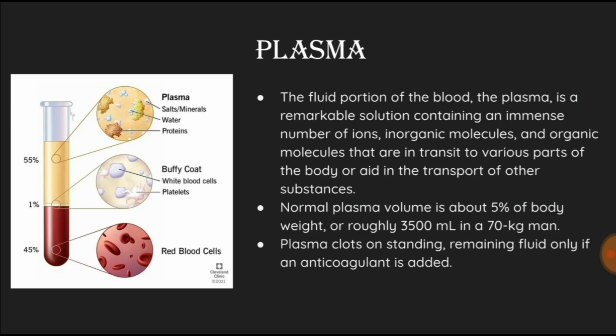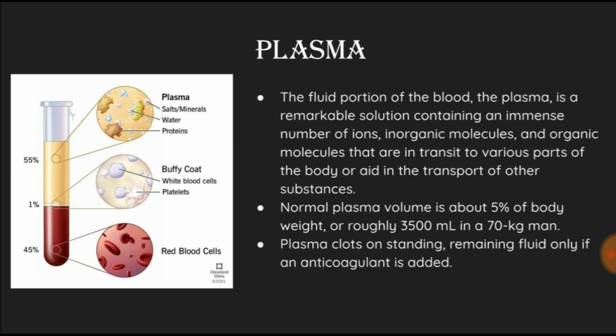So what does this plasma do? What is the percentage of plasma inside a human body? It is around 5% of body weight, and roughly 3500 ml of plasma volume is present in a 70 kg man. And plasma clots on standing, remaining fluid only if an anticoagulant is added.